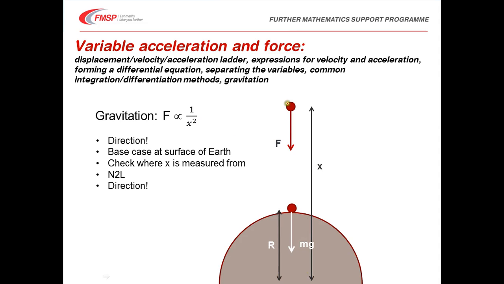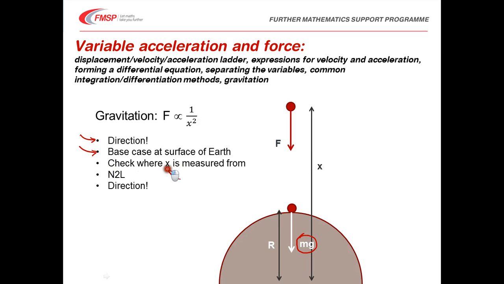So the force pulling this object back down towards the Earth is given by some proportion of 1 over x squared. We do need to be careful with direction when we're working on gravitation questions, and I'll show you that in just a moment when we look at an example. We generally need to consider the base case at the surface of the Earth. We know at the surface of the Earth that acceleration due to gravity is given by g, approximately 9.8 meters per second squared, and that's often used to work out the constant of proportionality in a gravitation formula.